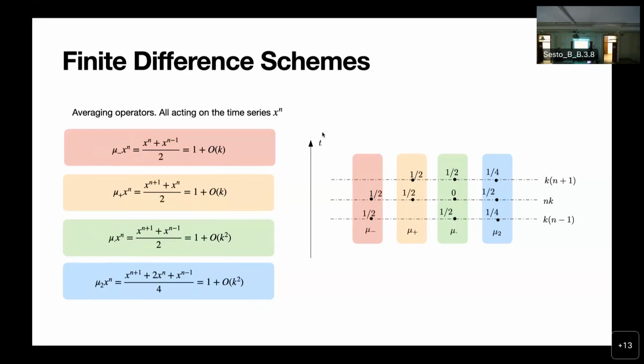You have averaging operators as well. In this case, approximating unity. So these are not approximating differential operators, they're just approximating basically the identity. And these are also very useful when you're constructing finite difference schemes. So the notation is very similar, so I have mu minus, mu plus, mu dot, and mu 2. And again, mu minus means that we're considering the current time step and the previous one. Mu plus, that means that we are considering the current time step and the next one. Mu dot means that we're considering a centered approximation. And mu 2 means that we are considering the three time steps, the current, the previous, and the next one.